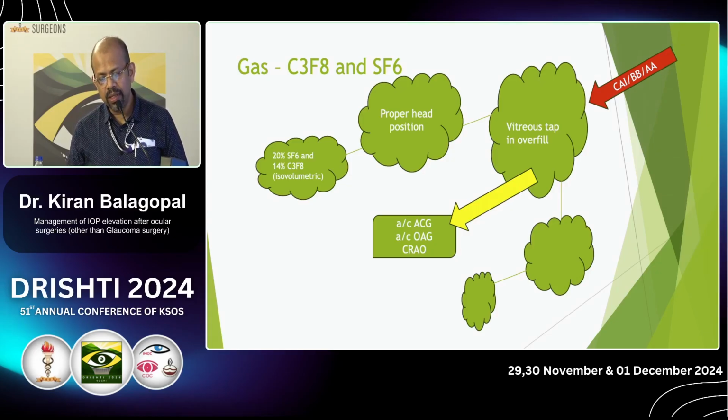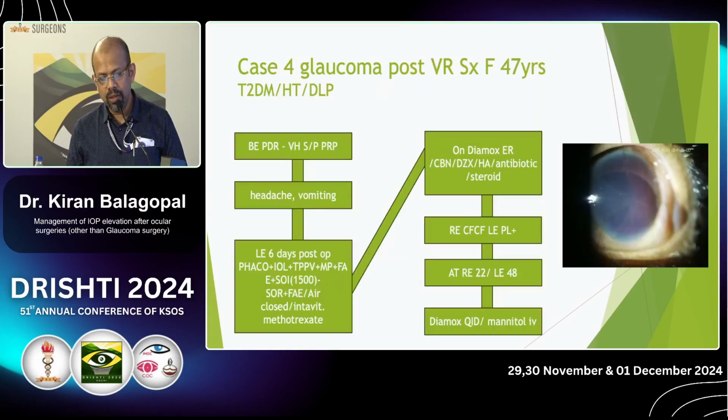You can treat it with carbonic anhydrase inhibitors, beta blockers, or alpha agonists, and you have to remember that all types of mechanisms can be at work here. Good thing about gas is that it gets absorbed after some time, and so the risk of glaucoma also goes away.